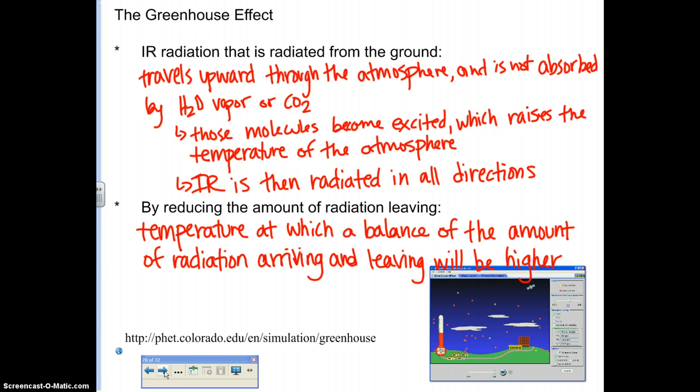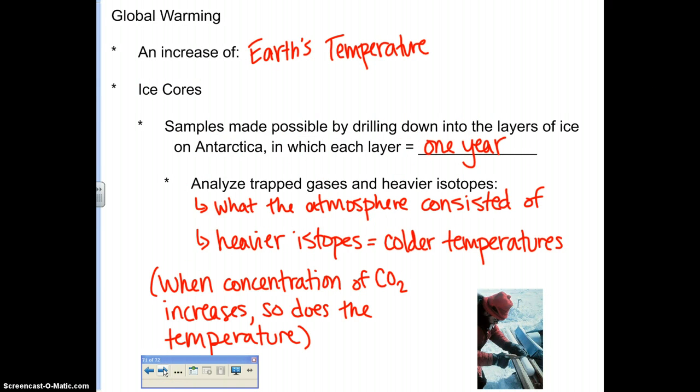With the greenhouse effect, IR radiation that is radiated from the ground travels upward through the atmosphere and is absorbed by the water vapor or carbon dioxide. Those molecules become excited, which raises the temperature of the atmosphere. IR is then radiated in all directions. By reducing the amount of radiation that's leaving, the temperature at which a balance of the amount of radiation arriving and leaving is reached will be higher, so thus an increase in Earth's temperature. So look at this simulation here on the greenhouse effect. Okay, check out that simulation, it will help you answer some questions.